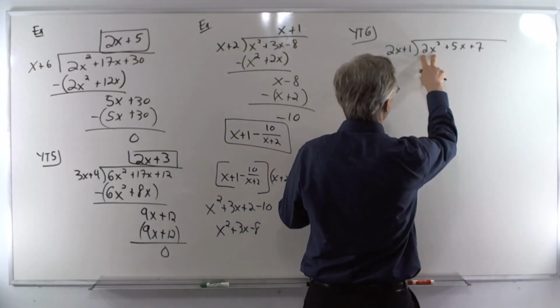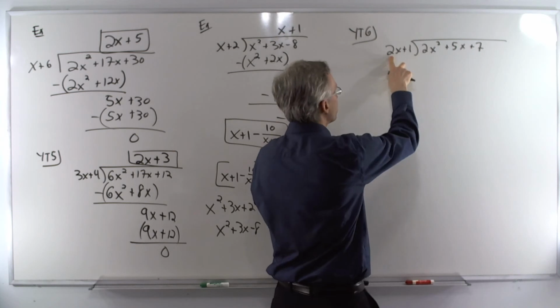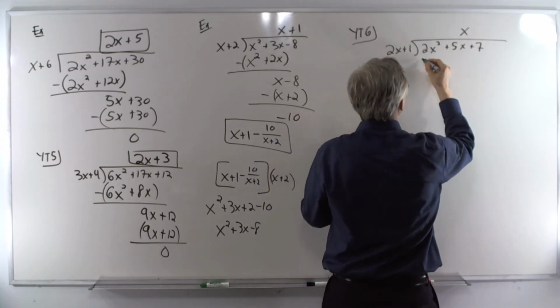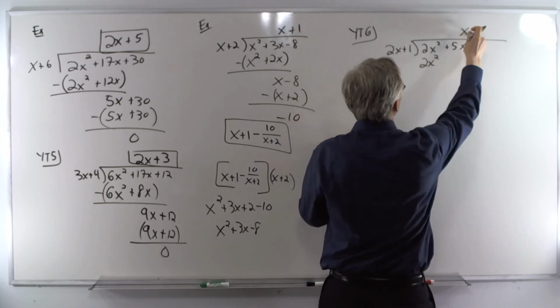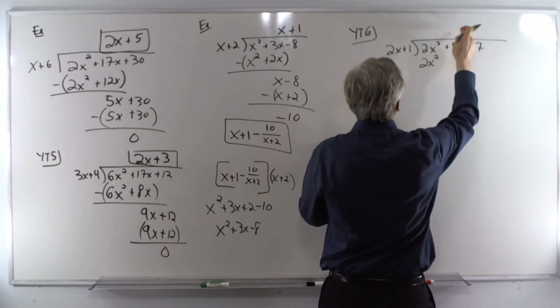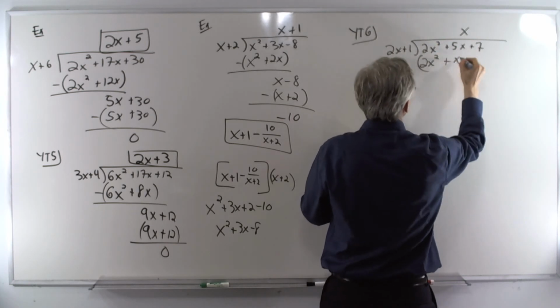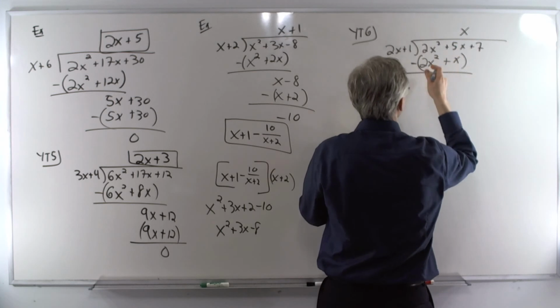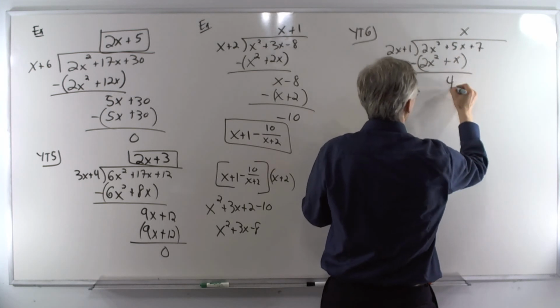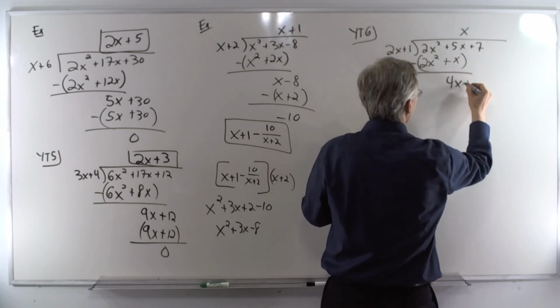All right, we first match 2x squared, so we multiply 2x by x. Distributing in, we get 2x squared, and x times 1 is x. Right, so we can subtract that. 0 here, 5x minus x is 4x. I'll bring down the next term, plus 7.